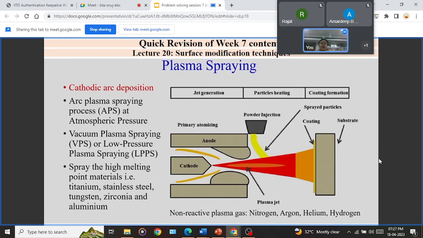Okay, so plasma spraying is one of the physical methods. What we do is, this is basically a cathodic arc deposition. So the arc plasma spraying process occurs at atmospheric pressure, or even vacuum plasma spraying or low pressure plasma spraying. Right. So we spray high melting point materials like titanium, stainless steel, or tungsten. These kinds of high melting point materials are used. In case of spraying, we use various non-reactive plasma gases like nitrogen, argon, helium, and hydrogen.